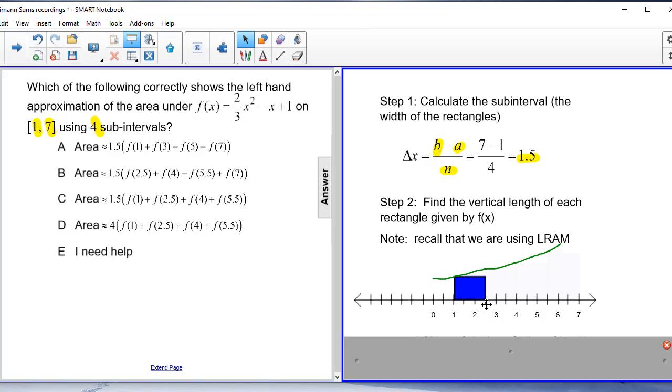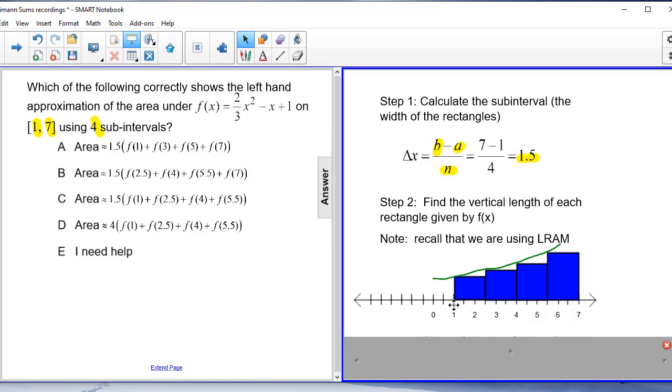Now starting at 2.5, our next rectangle goes over 1.5 units to 4, and again the left-hand corner is touching the curve. Our third rectangle starts at 4 and goes over 1.5 units to 5.5, and once again the left-hand corner is touching the curve. Our fourth and final rectangle starts at 5.5 and goes over 1.5 units to 7, and once again the left-hand corner is touching the curve.